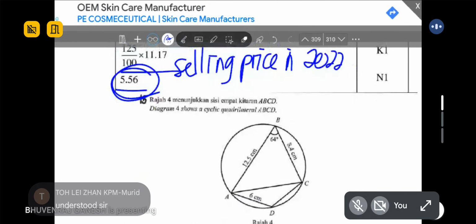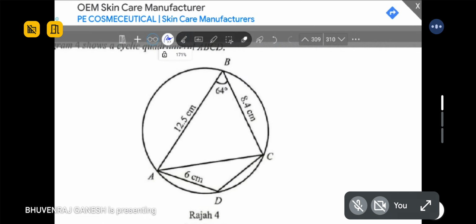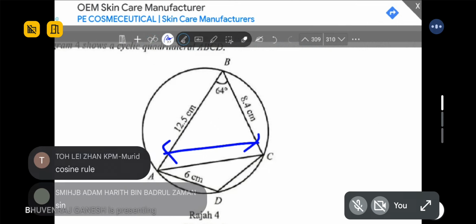Okay. Last one. Soalan terakhir. Question 15. Okay, so for this one, guys, they ask you to find the length of AC. Cari panjang AC. Okay, so how to find? Okay, so very simple. You can use what rule, guys? Kamu guna petua apa? You focus on ABC? Yes, cosine rule. Very good.